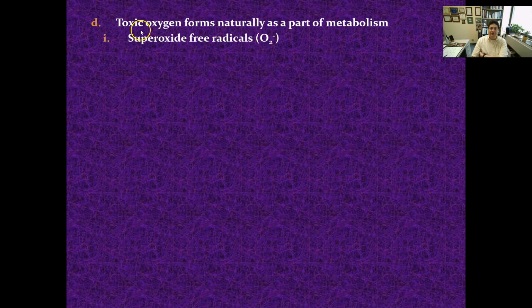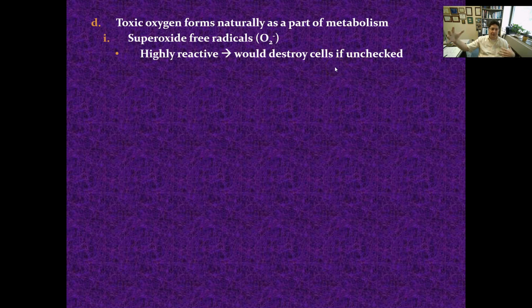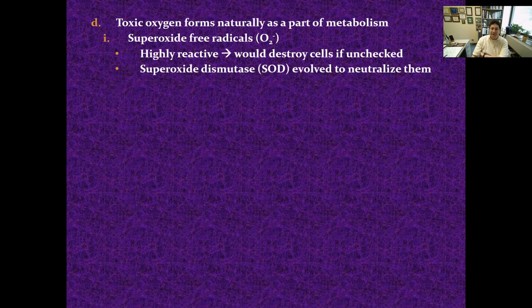Particularly, this is called superoxide free radicals, O2 negative, a negative charge on it. These superoxide free radicals are highly reactive and would destroy cells if they're just left to build up. So life had to come up with a way of dealing with that to avoid that destruction. So enzymes eventually evolved to deal with this problem. One of them is called superoxide dismutase, or SOD.